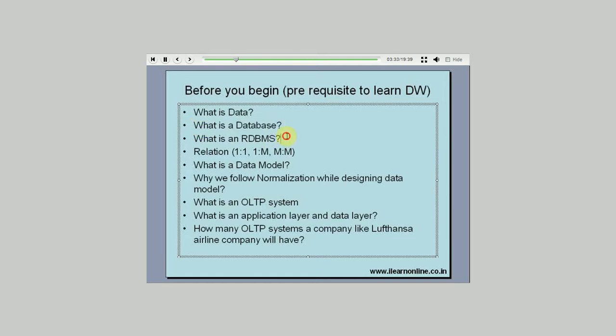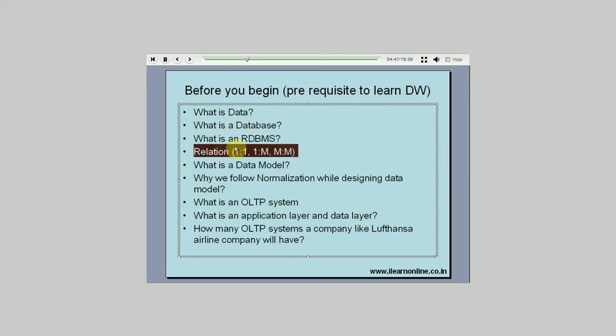The next one we are talking about is what is an RDBMS. An RDBMS is a relational database management system where you create entities, which we call tables, at the database level, and we relate the different tables through relationships. Even an RDBMS is a type of database, but it has more flexibility, so that when the business changes, it is easy to accommodate those changes in an RDBMS compared to the other types of DBMS.